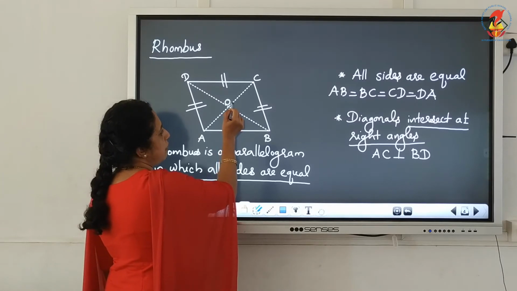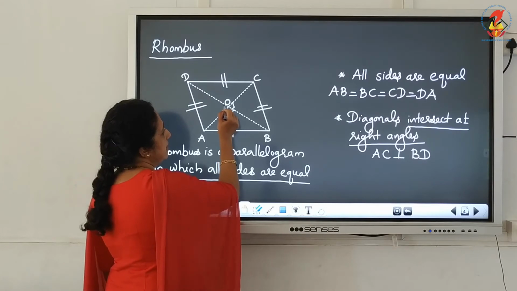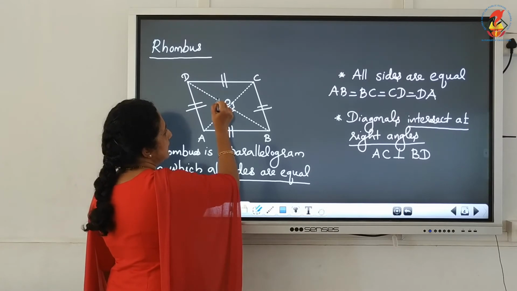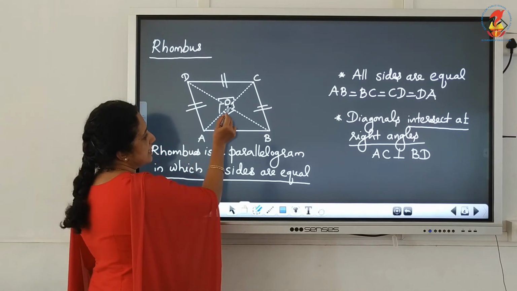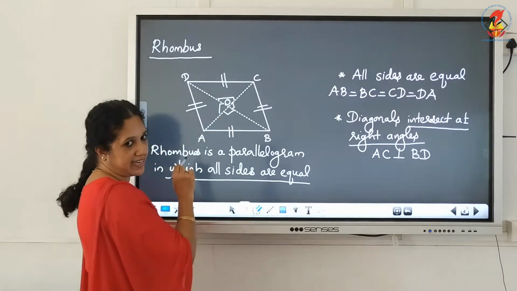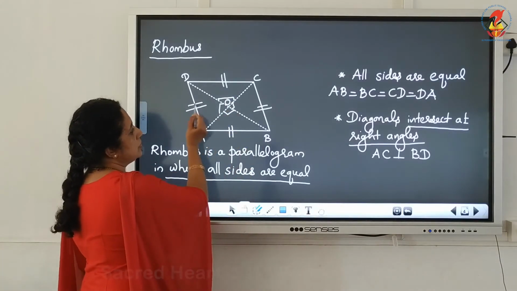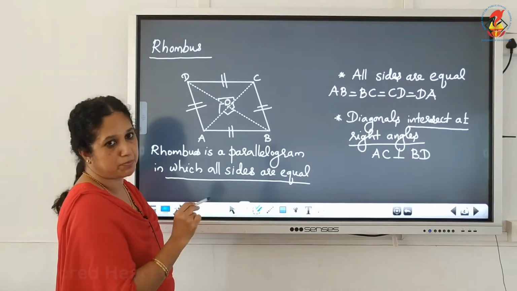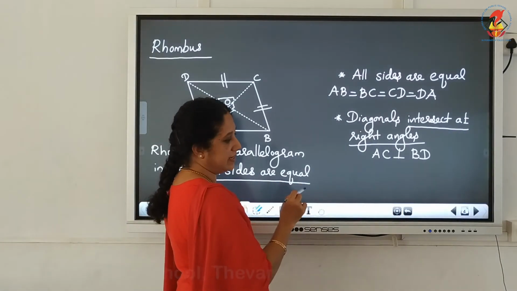The diagonals intersect at right angles. So the angle formed here is 90 degree. Here also 90 degree, here also 90 degree, and here also the angle formed is 90 degree. So that means AC is perpendicular to BD. Diagonal AC is perpendicular to diagonal BD.